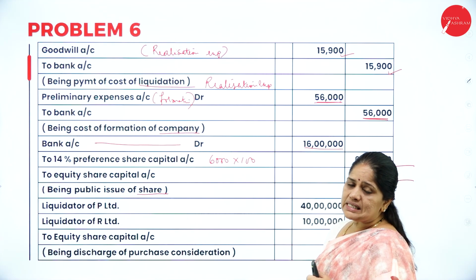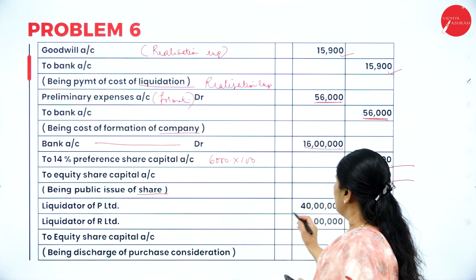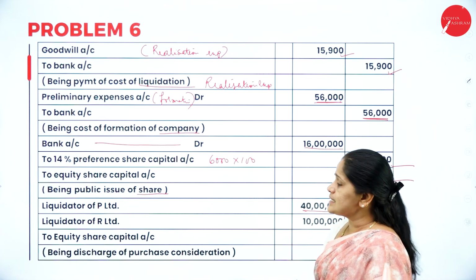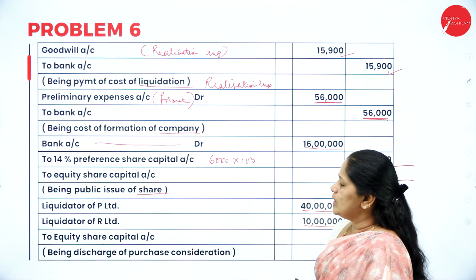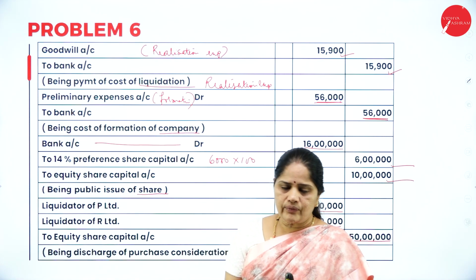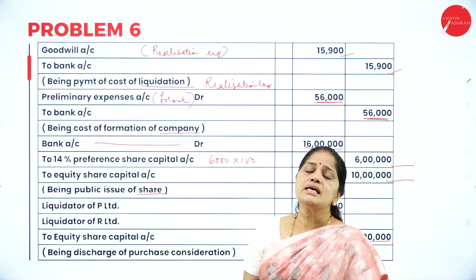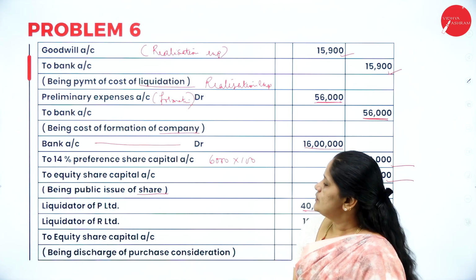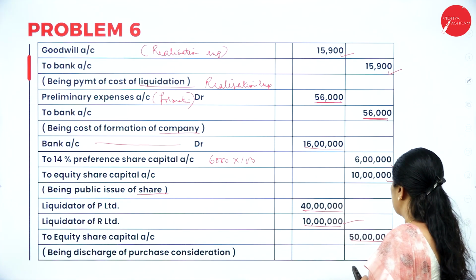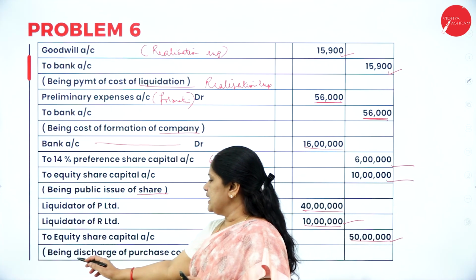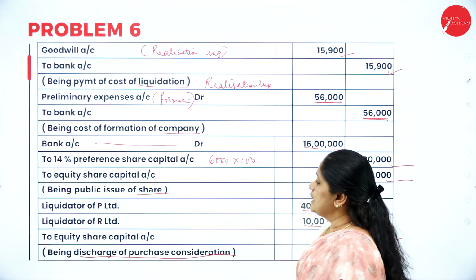Then we have to pass the entry for payment to the liquidators of P Limited and R Limited. The liquidator of P Limited is being paid 40 lakhs, and liquidator of R Limited is being paid 10 lakhs. So to equity share capital account 50 lakhs. Now who is the liquidator? Liquidator is the person who sells all the assets and pays off all the liabilities, and whatever is the balance, he will be sharing it with the shareholders. So this we should understand here. So the liquidator of P Limited is paid 40 lakhs, R Limited 10 lakhs, equity share capital is 50 lakhs. So this is being discharge of purchase consideration. They have paid purchase consideration in the form of equity shares.